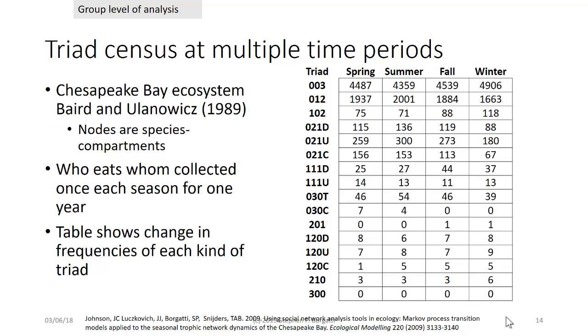So these are data that I didn't collect. They're the alignment collected. It's an ecosystem. The nodes are species, and it's who eats who. And it's a marine ecosystem. So it's fish and those kinds of things that are eating each other. And here I've got the triad types, and I counted them for all the species in 4 separate seasons. And you can see that certain ones change over time, right?